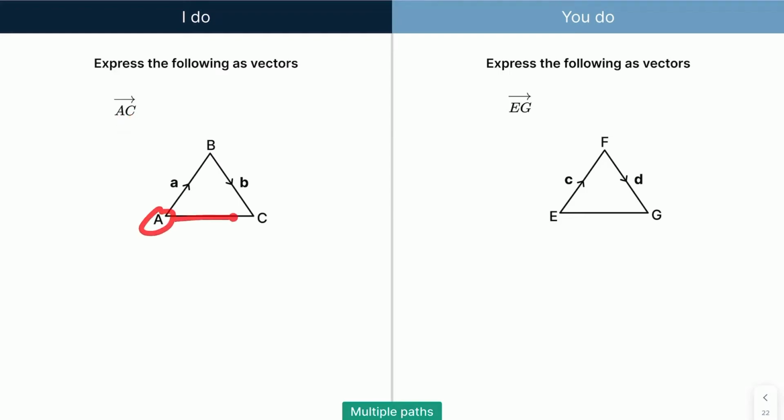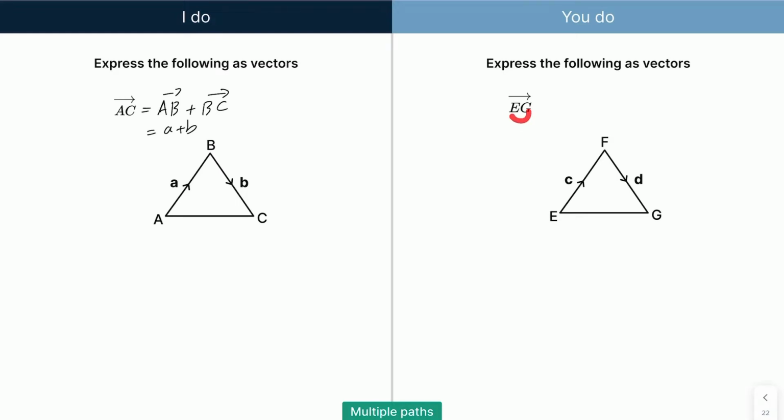So we're going from A to C, but notice we can't really go down this way because we don't know anything about this line. So we're going to go up and then down. So again, we're going to write the full answer out. So that's going to be A to B, and then we're going to go from B to C, which will become A plus B.